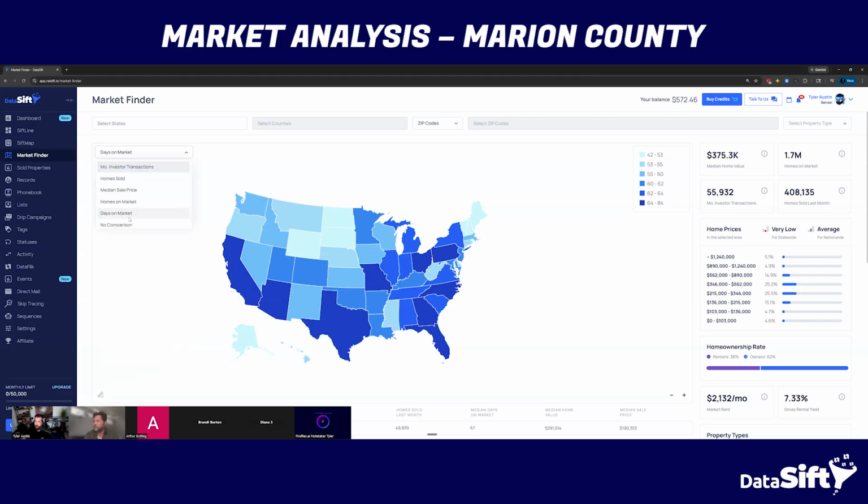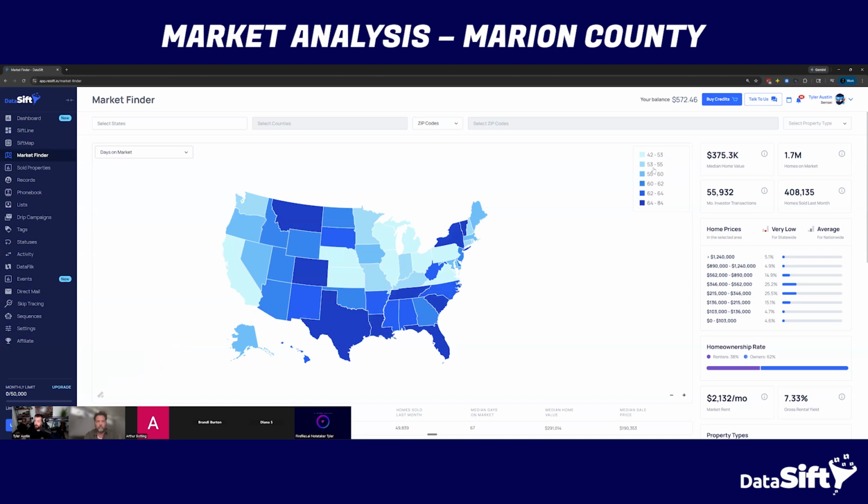If I switch it to days on market, I can see that at a high level. Lower is better here. Darker is bad. So yeah, Indiana is pretty good. It's got a low days on market, not as good as Ohio and St. Louis area, but we go back to monthly investor transactions.